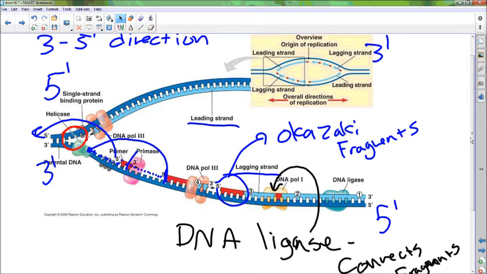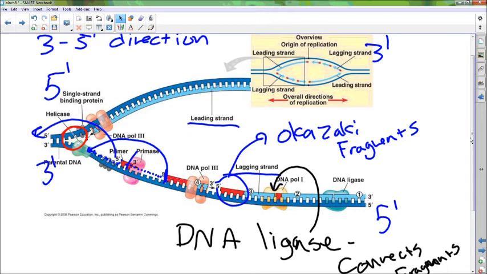And then the other enzyme that you need to know is DNA ligase. And the ligase attaches the Okazaki fragments. Now again, these fragments are just built because the polymerase can only work in one direction. It can't go this way. It's not built to go this way. It has to go this way.